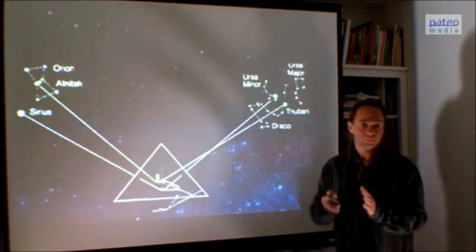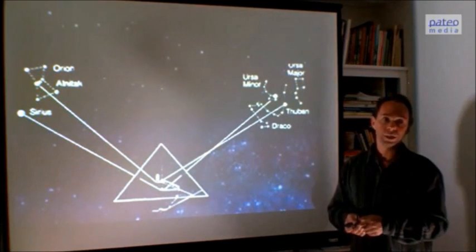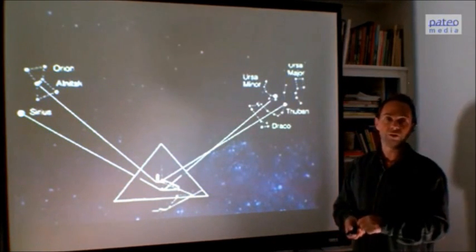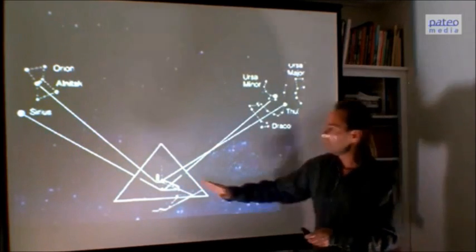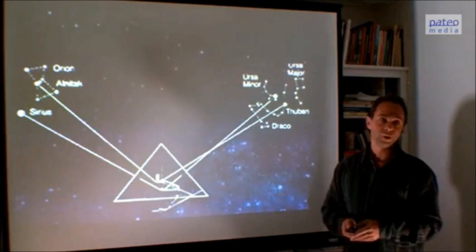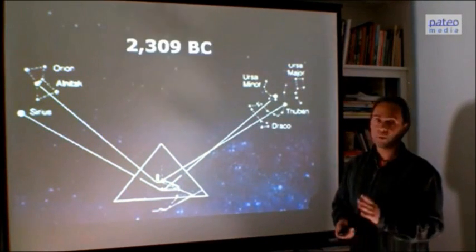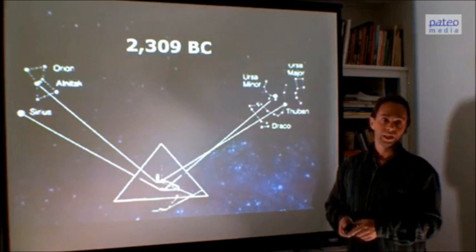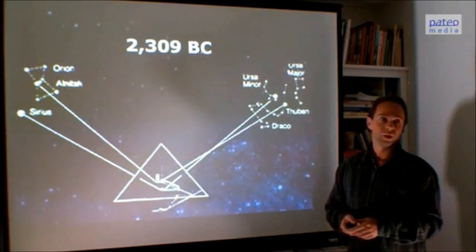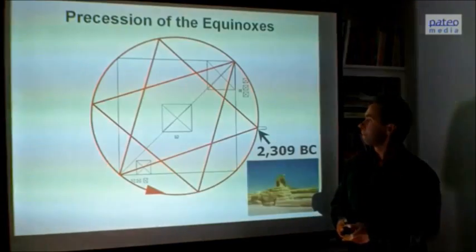So the pyramid builders chose 4 stars to help us remind about the precession cycle. That's why they did it. The only thing we have to do now is to find the exact moment in time when those stars were perfectly aligned with the shafts inside the Great Pyramid, from the King's Chamber and the Queen's Chamber. And that moment, according to my calculation, is 2309 BC.